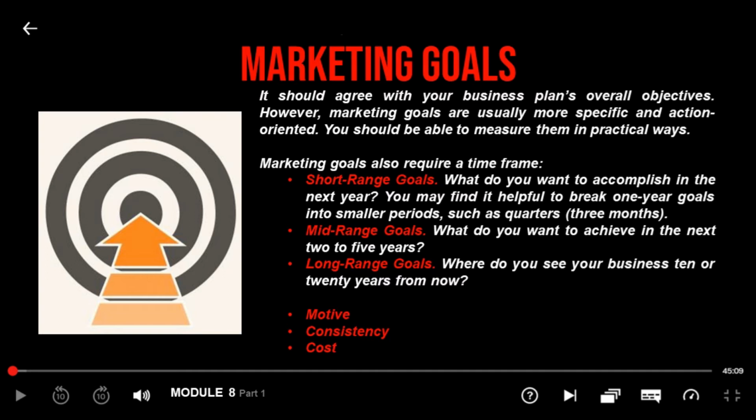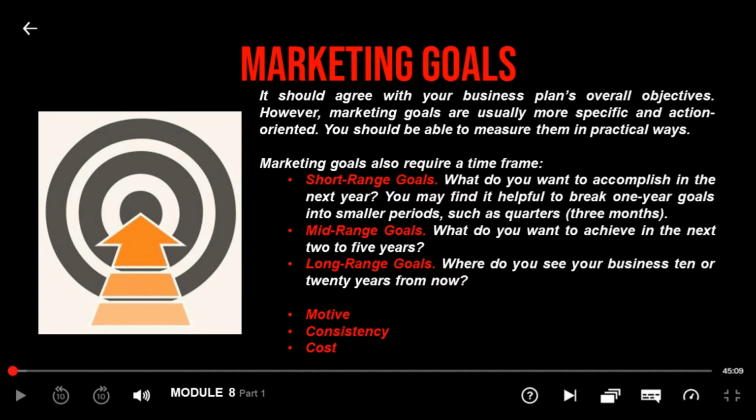Marketing goals also require a time frame. First is the short-range goals. These are goals that you want to achieve in a smaller period, like months. Next is mid-range goals. These are goals you want to achieve in the next 2 to 5 years. The last one is the long-range goals. These are goals that you want to achieve in a longer period, like 10 or 20 years from now.